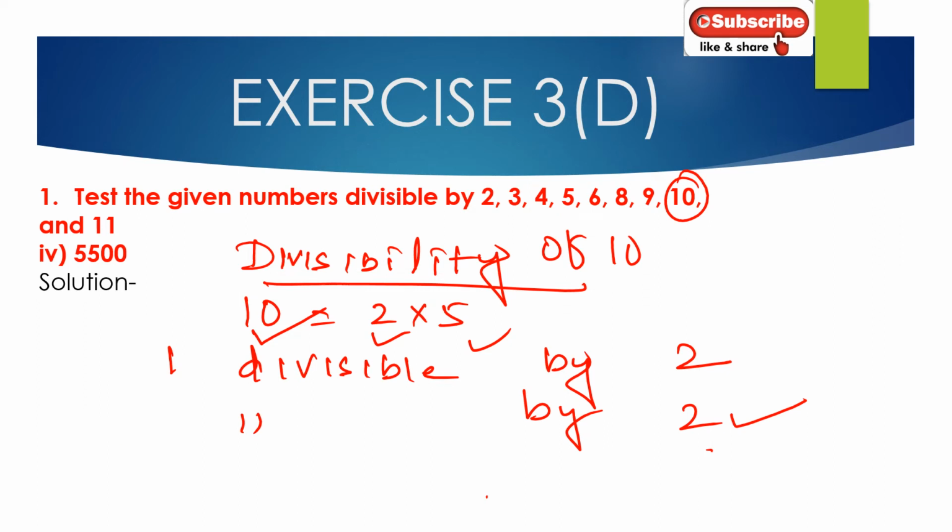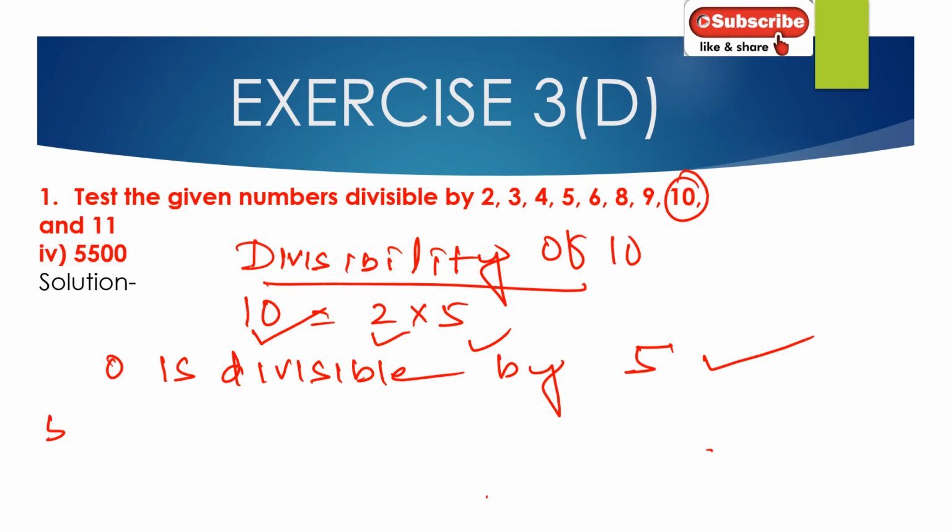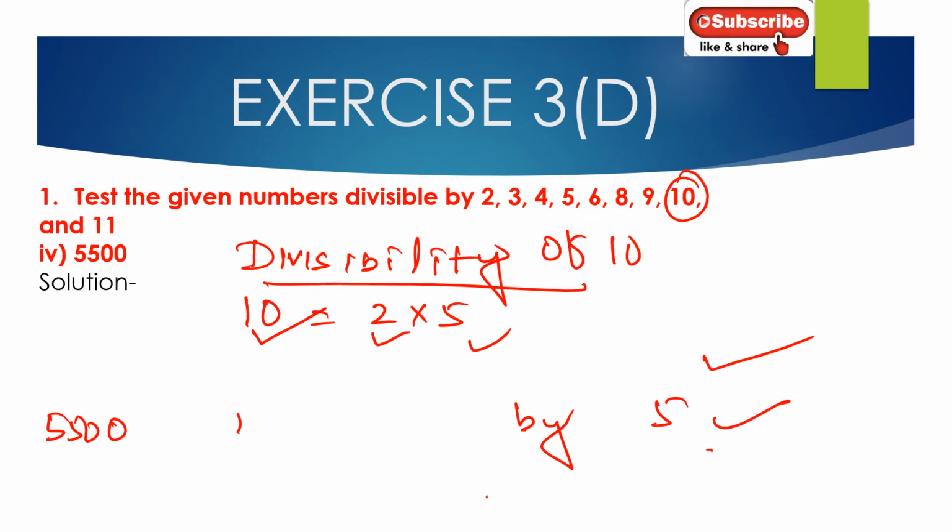Now you will check the number 5500 is divisible by 5 or not. The last digit, that is unit place digit of the number 5500 is 0, and 0 is divisible by 5. So 5500 is divisible by 5. Now 5500 is divisible by 2 and 5500 is divisible by 5 both. So this number 5500 is divisible by 10.